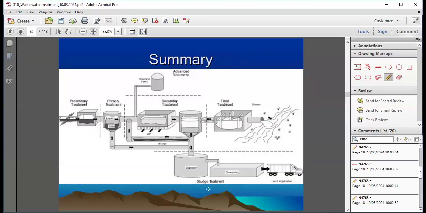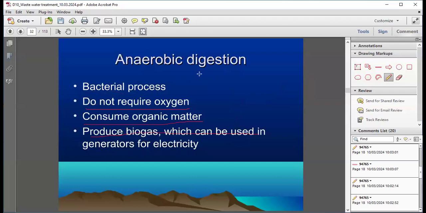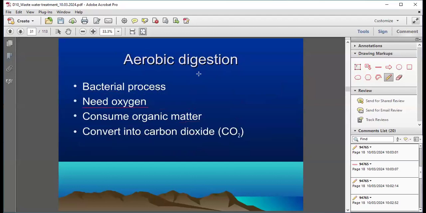This is the summary of the sludge treatment process. So you can get the idea of what sludge means, sludge disposal, and conversion as fertilizer. So you can get some idea about sludge and sludge removal and combustion. This is the important thing: aerobic digestion, anaerobic digestion. So you have to know what aerobic condition and anaerobic condition mean.